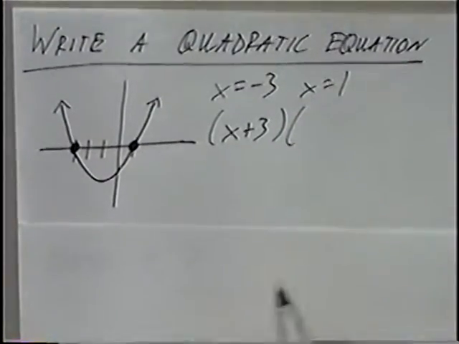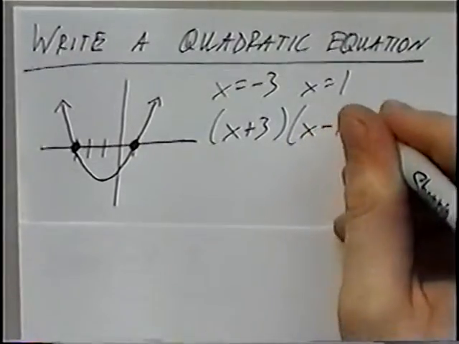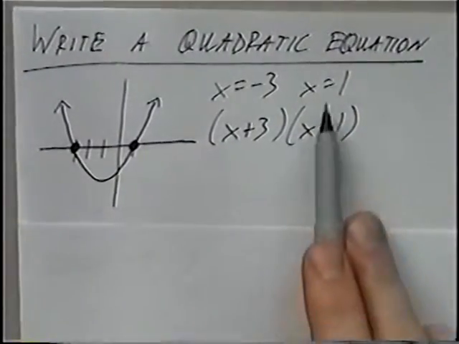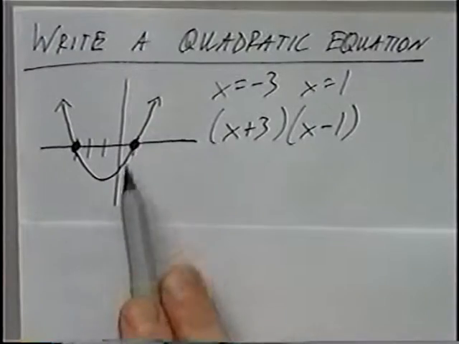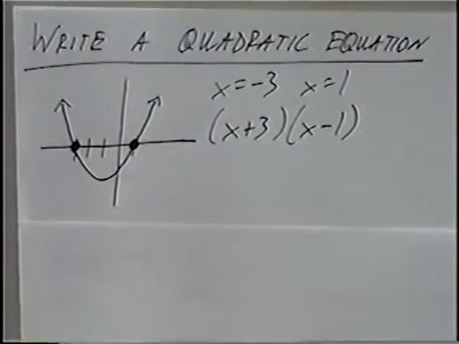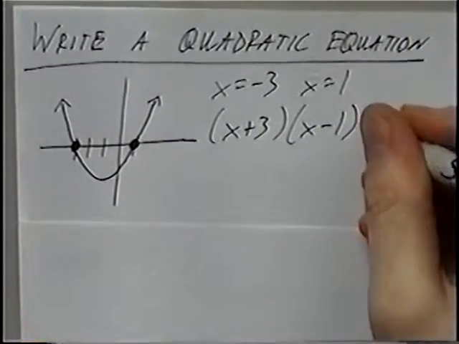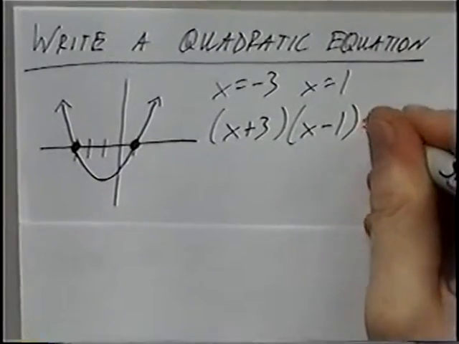Second value of +1, if we do the opposite of +1, x minus 1, that again will give us a value of 0, which again will be a solution or root for the quadratic equation. And we'll set this equal to 0 for the quadratic equation.